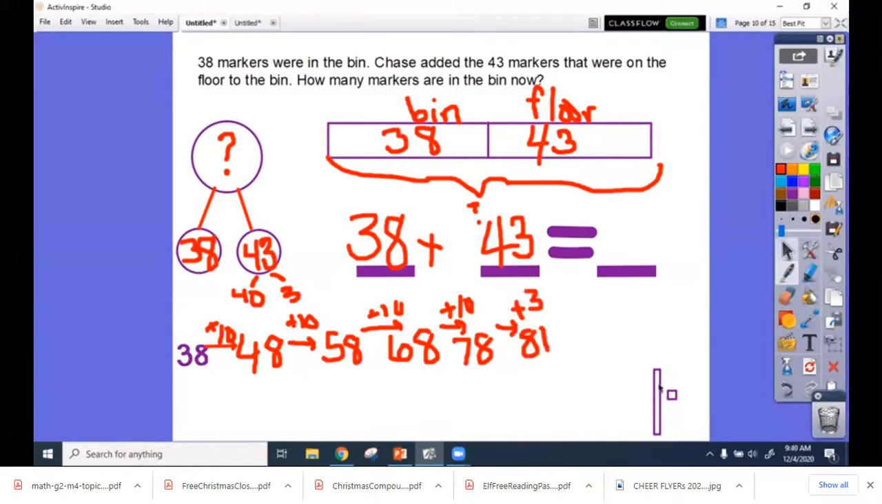I want to show 38, 10, 20, 30. And my 8 ones, and I want to move them over, and I want to show it that way. The choice is yours. Miss Bland just wants to see what you like to do.